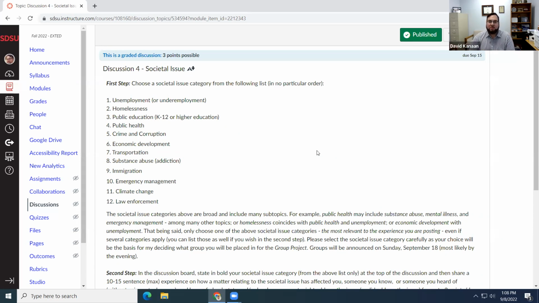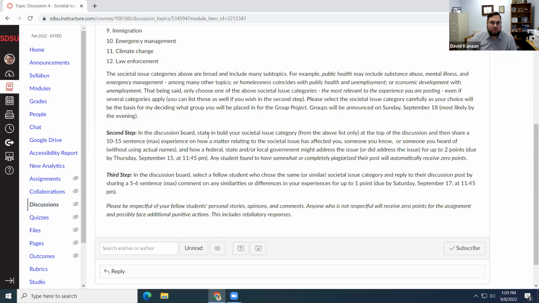Because this is a public affairs, public policy course, there's going to be overlap. There's significant overlap in law enforcement, homelessness, public health, substance abuse, etc. And that's fine. If you want to get more specific, you can choose 2 topics, but just stick to that. Relate a story, it doesn't have to be extremely long, and post that, just 10 to 15 sentences.